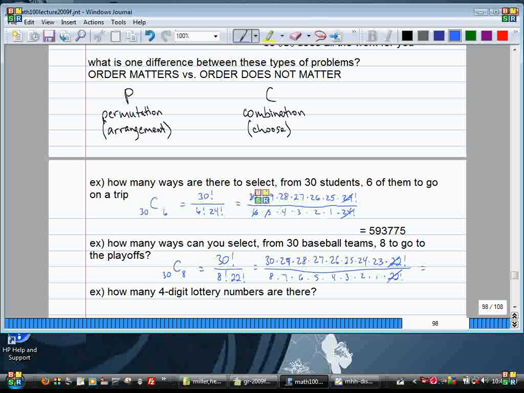Four P what? Okay, so 4 factorial. Is this the right thing? So 4 times 3 times 2 times 1.